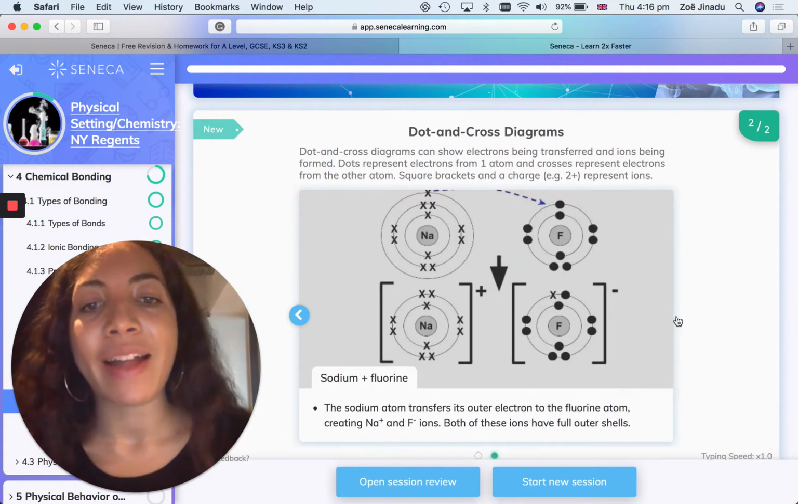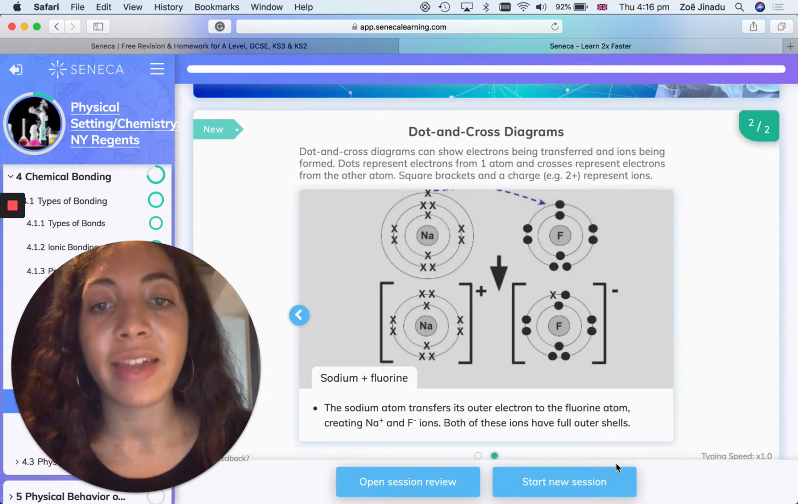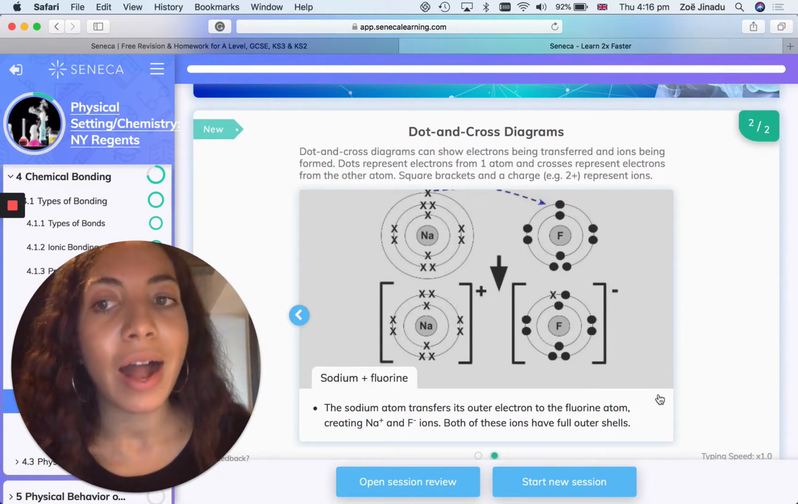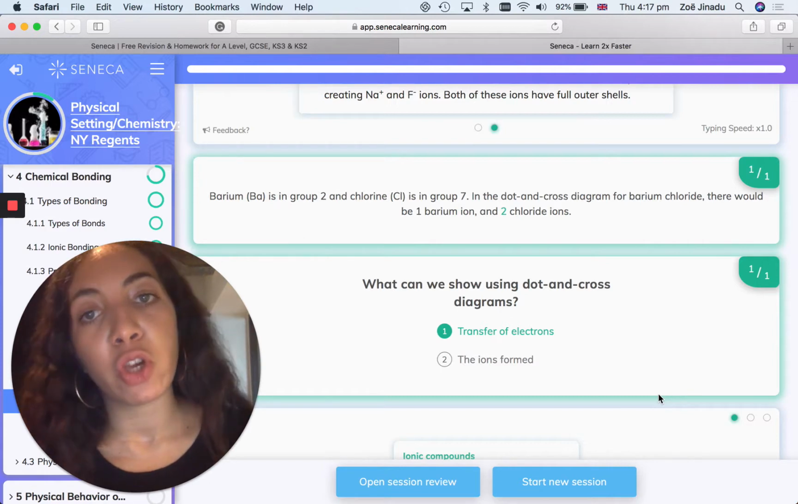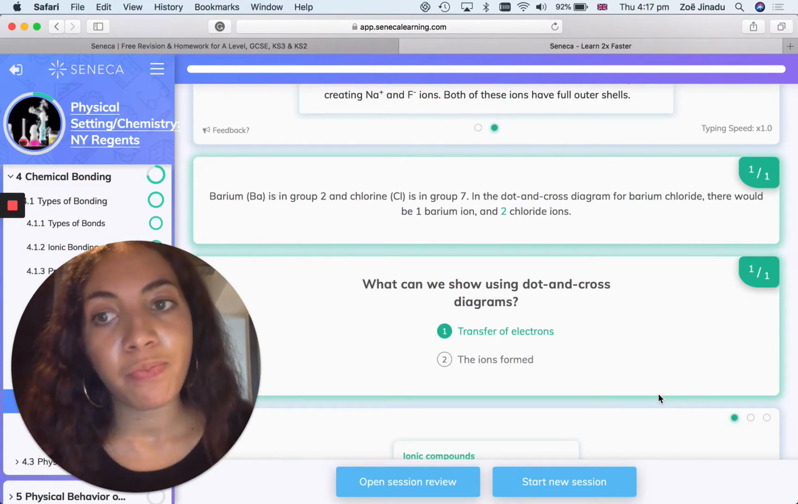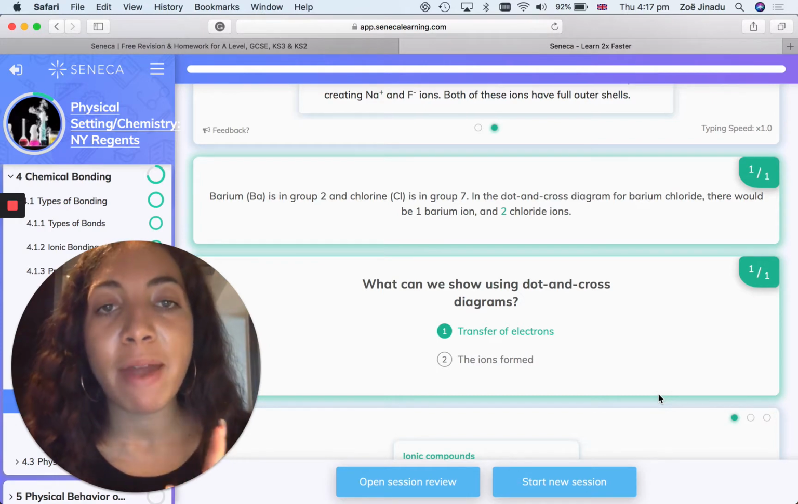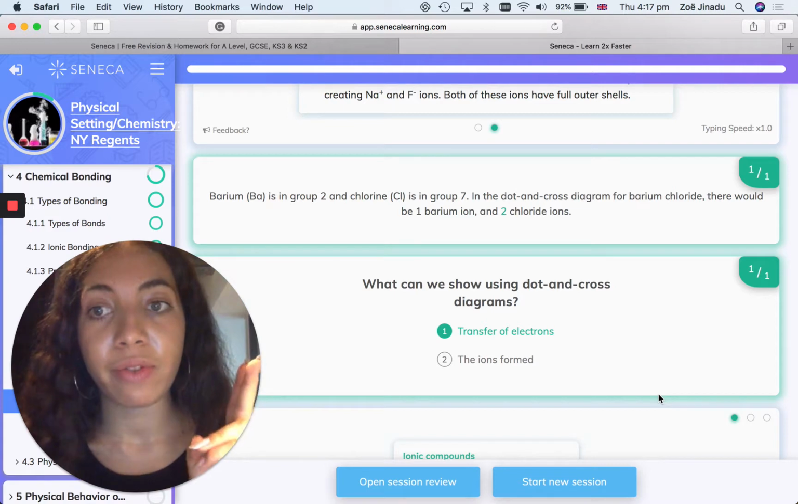The sodium atom transfers its outer electron to the fluorine atom, creating Na+ and F-. Both of these ions have full outer shells. Barium is in group 2 and chlorine is in group 7. In the dot and cross diagram for barium chloride, there would be one barium ion and two chloride ions.